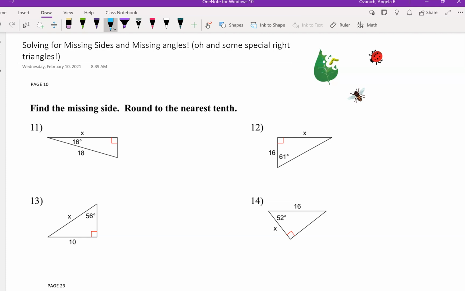A really good place to start, just because we're going to be using this over and over again, is to remember that sine is equal to opposite over hypotenuse, cosine is equal to adjacent over hypotenuse, and tangent is equal to opposite over adjacent. We have this acronym, and we are working on page 10 from your workbook if you'd like to follow along or work along with me, or maybe even try some of these problems yourself first.